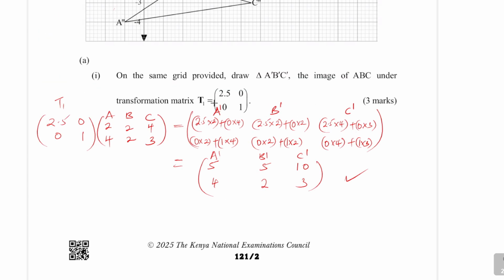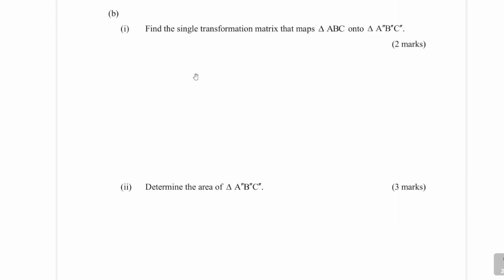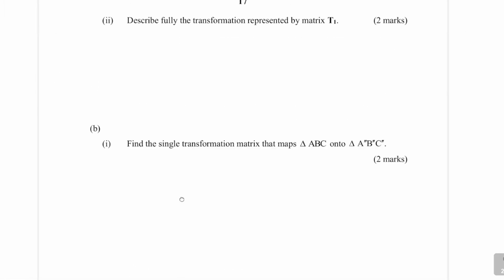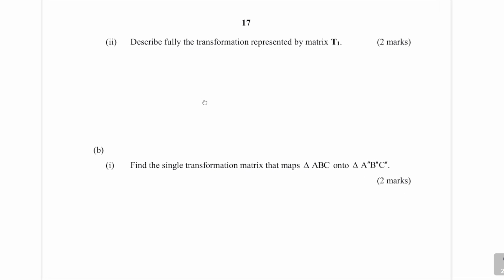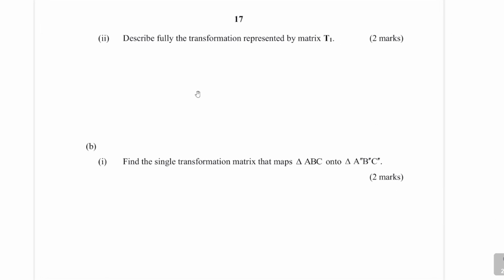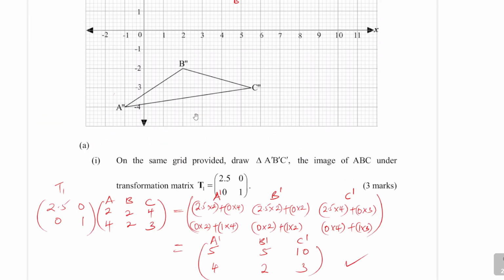Now after doing that, we go to the next question. This is part 2: describe fully the transformation represented by matrix T1. You're supposed to describe this type of transformation that is here.